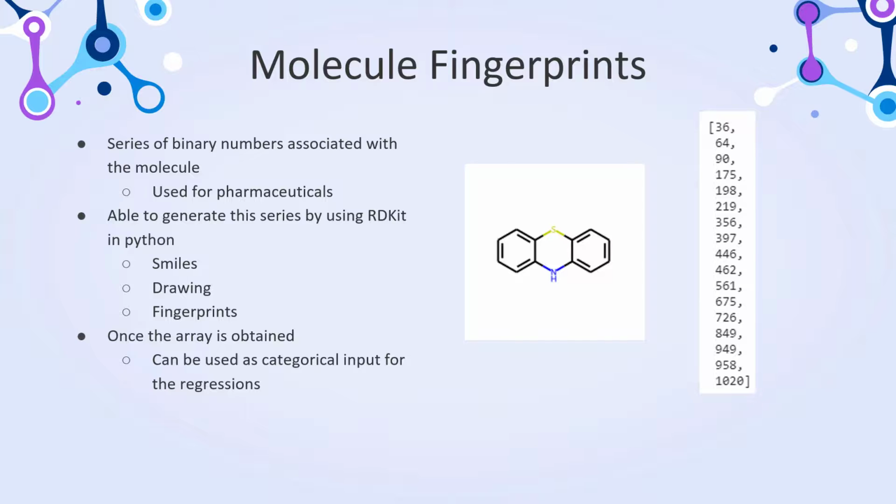The image on the far right shows a shortened version of the molecule fingerprints for phenothiazine, with an array filled with the location of ones in the larger binary array. Although the purpose for obtaining the molecule fingerprints was to use them as a categorical input for the regression models, I was not able to generate a model with them yet due to delays and complications with the RDKit package.